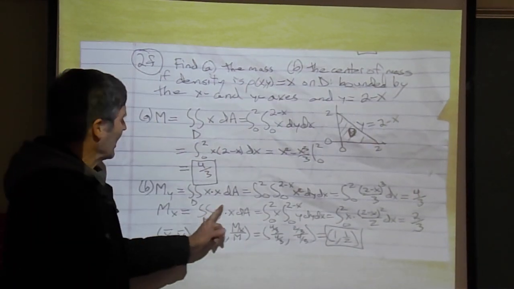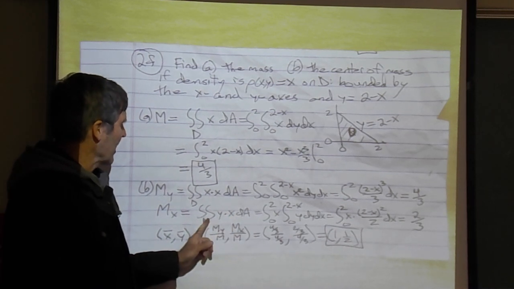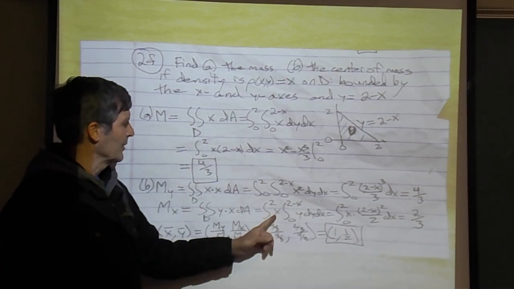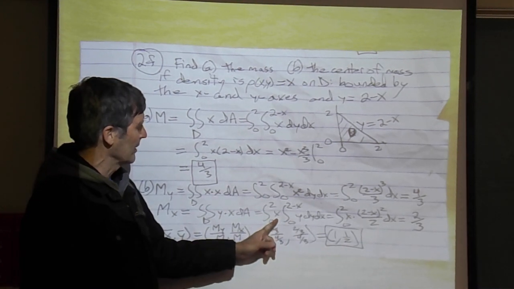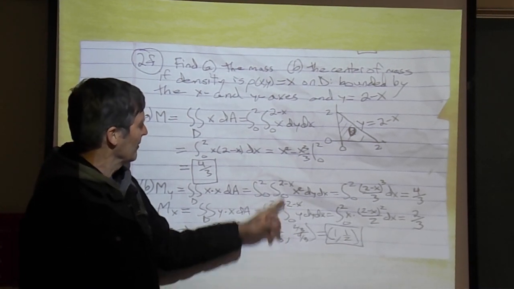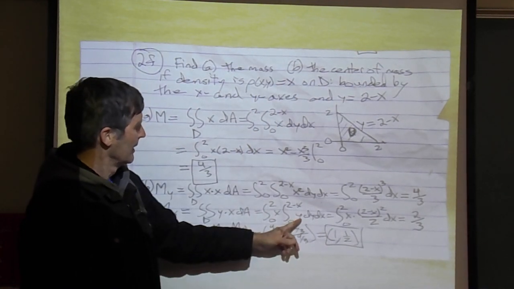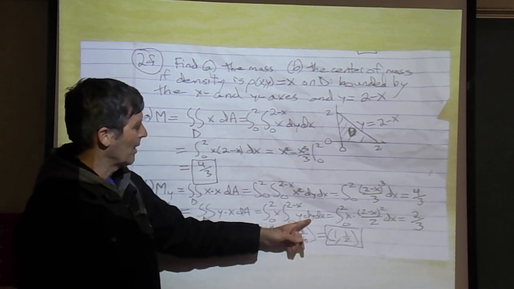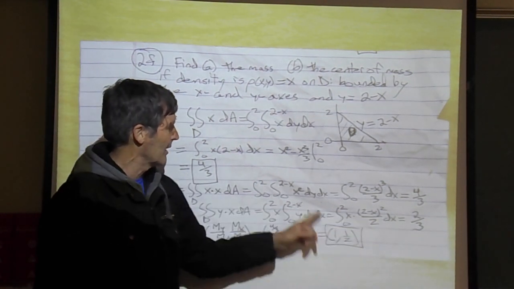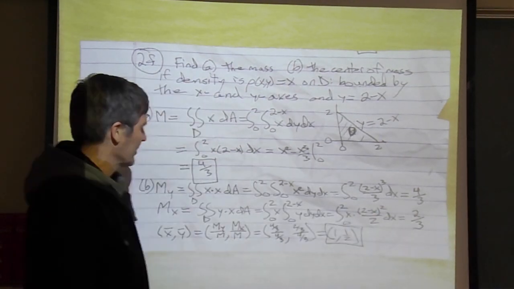Mx is the integral of y times the density function. Well, you can pull the x out in the double integral because the inside integral is a partial integral with respect to y. I get the integral from 0 to 2 of x. But again, it's just y times what you had in here before. And so I integrate y from 0 to 2 minus x with respect to y, and I get y squared over 2 evaluated at 2 minus x, all times x. This integral comes out to be 2/3.